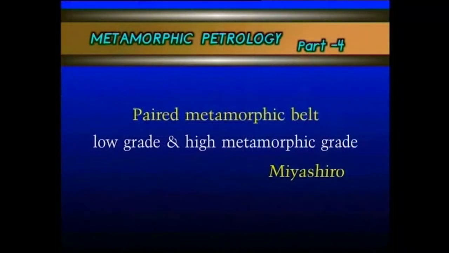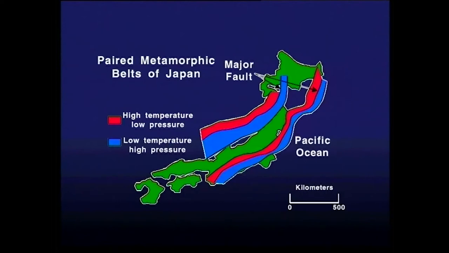Now let us see the paired metamorphic belt. Miyashiro found the low grade metamorphic facies as well as, side by side, the high grade metamorphic facies in the same region, and he coined the term paired metamorphic belt.